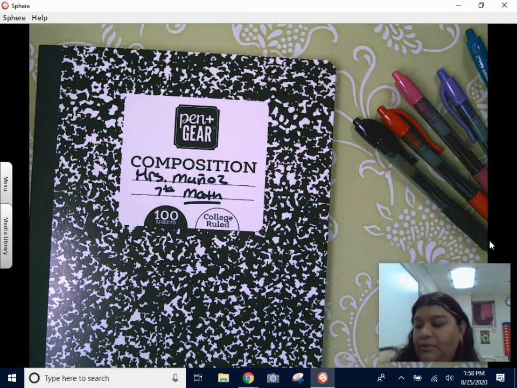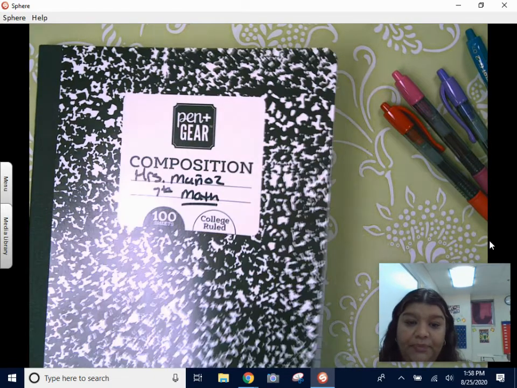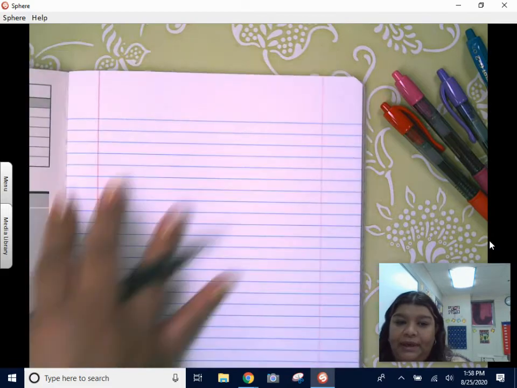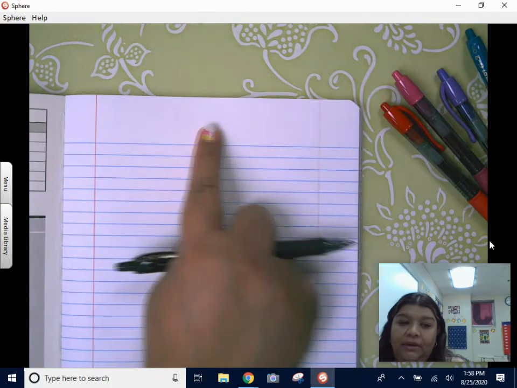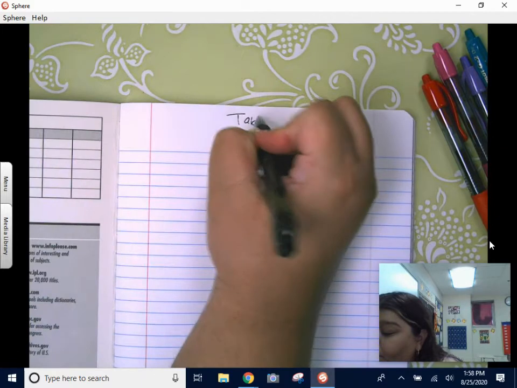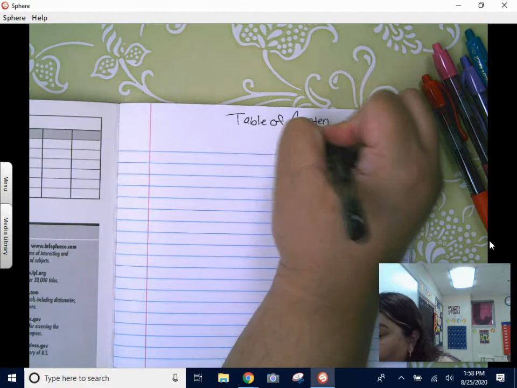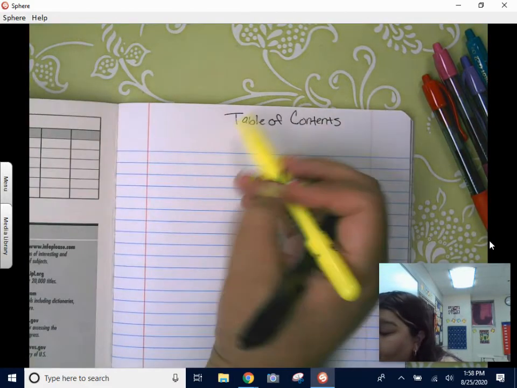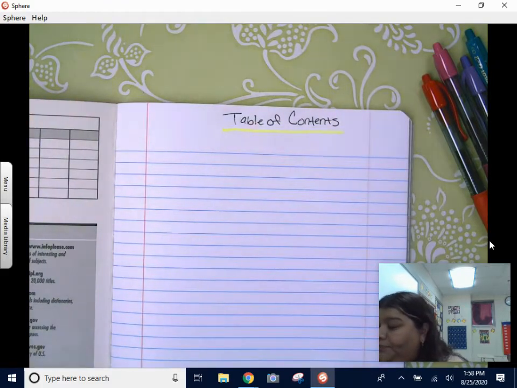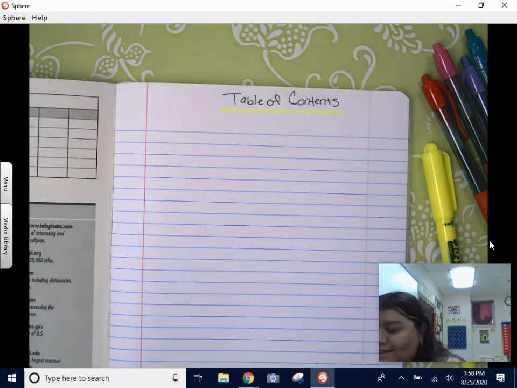Now, inside your book is going to be all of the notes we're going to be taking. So this is how I need you to set it up. Go ahead and open it up. Here's our first page of notes. On the top right of the first page, you're going to write table of contents, just like that. We're going to use a lot of these pages for the table of contents.